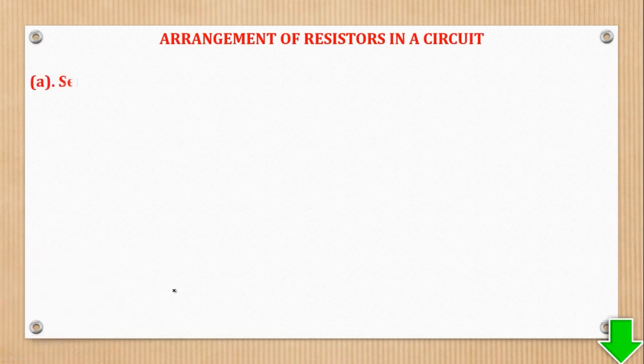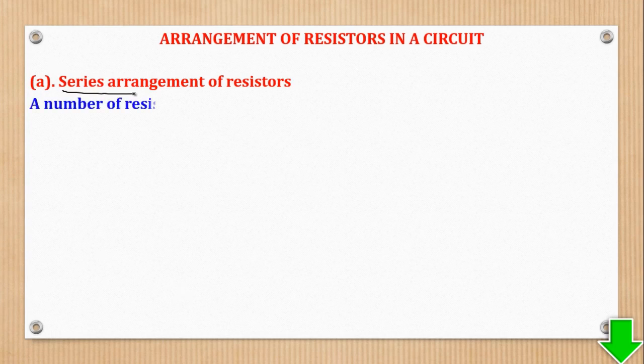Arrangement of resistors in a circuit is in two ways. They can be arranged in series or in parallel, or a combination of both series and parallel, and we shall look at all those three parts. So let's start with series arrangement of resistors.